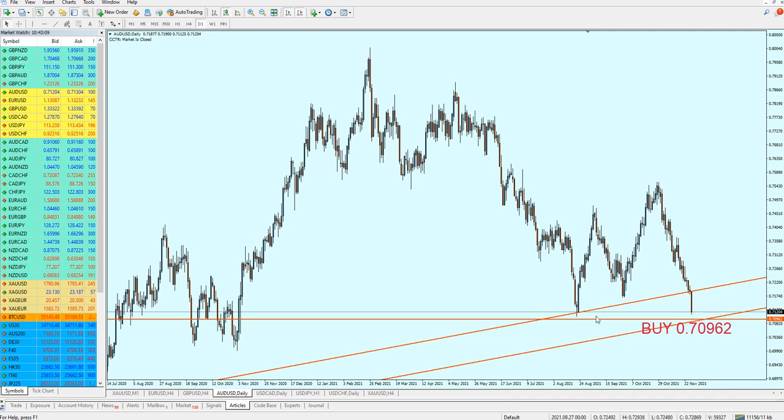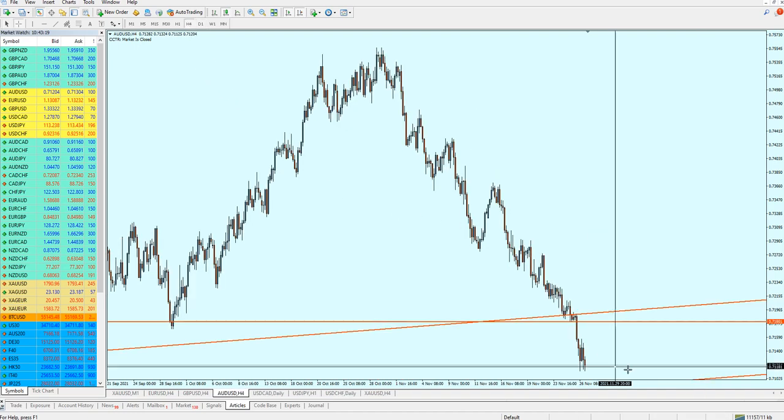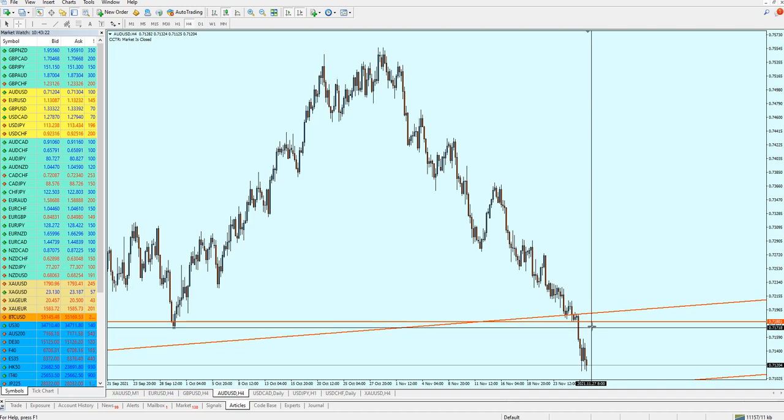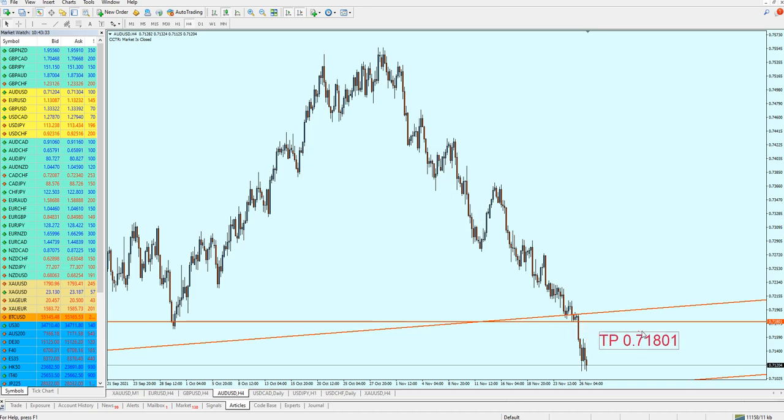Take profit level will be at the nearest support here. 83 pips. Oh, perfect. 83 pips. Perfect. Okay, good. I like it. Profit 0.71801.